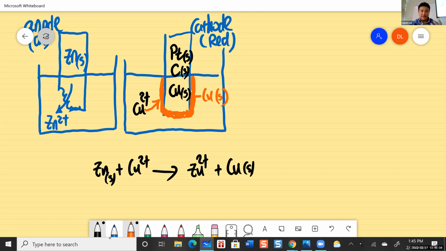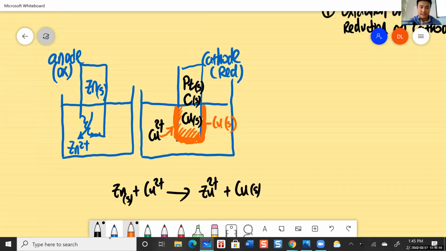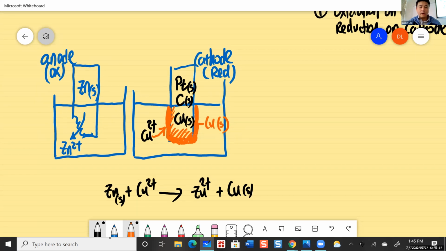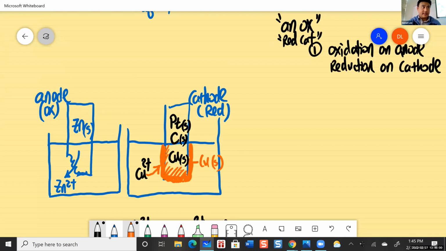So the visual observation is that your zinc is going to lose mass as zinc is oxidized. And on the cathode, you're going to see a uniformly coated copper deposit, because the copper 2+ is going to become reduced to copper metal. So that's another thing.